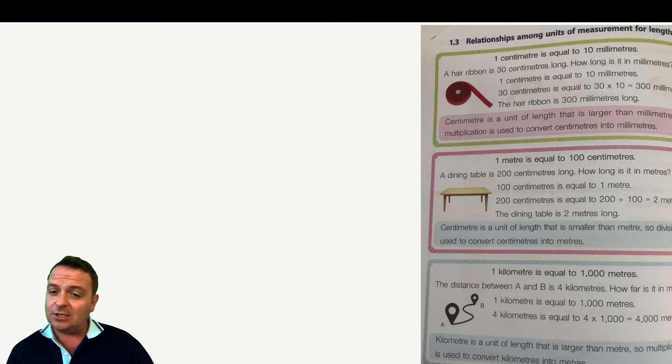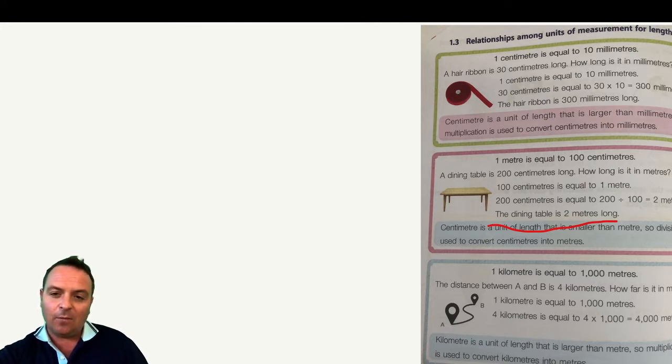Okay, you see how we change it? The centimeter is smaller than a meter, so we're going to have to divide, which means 100 centimeters equals 1 meter. 200 centimeters is equal to 200 divided by 100. 200 divided by 100 equals 2. So the answer is the dining table is 2 meters long. This time we divide.